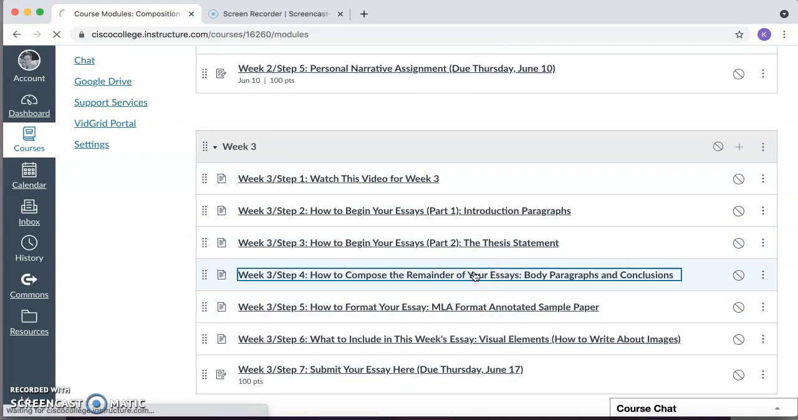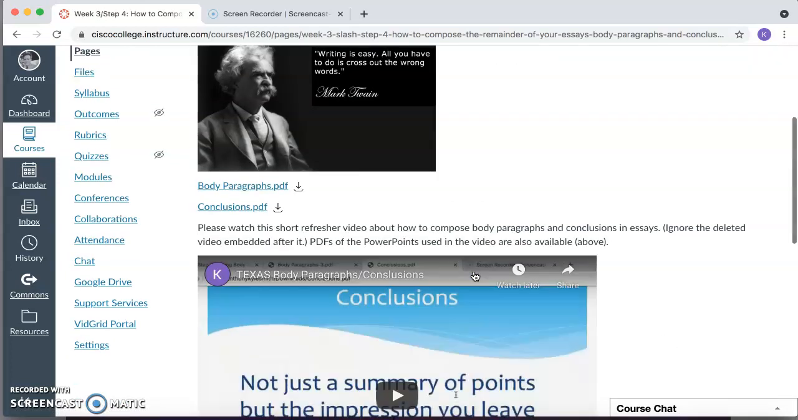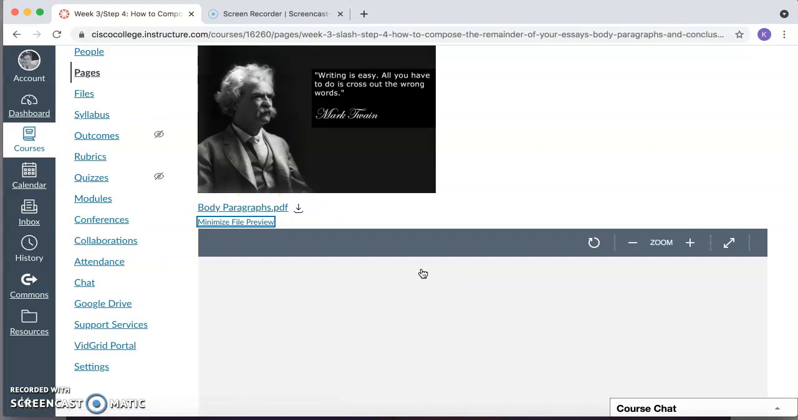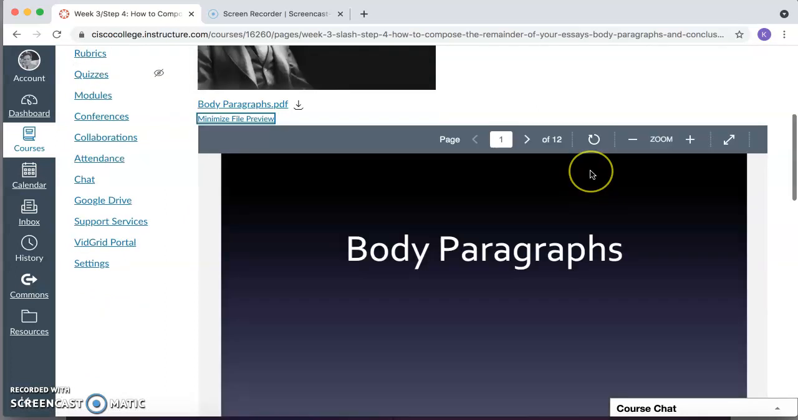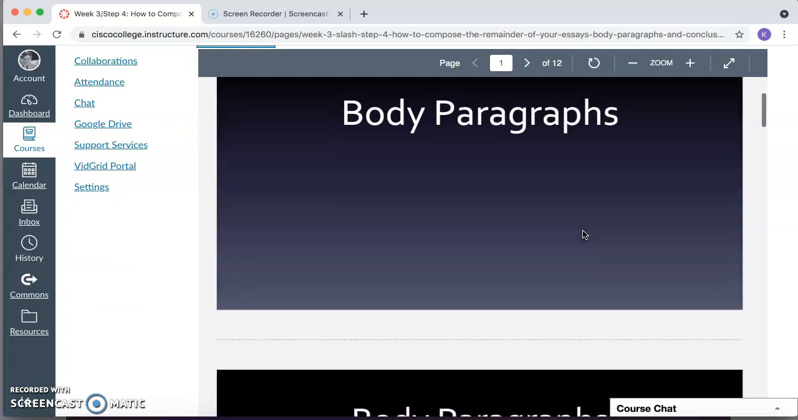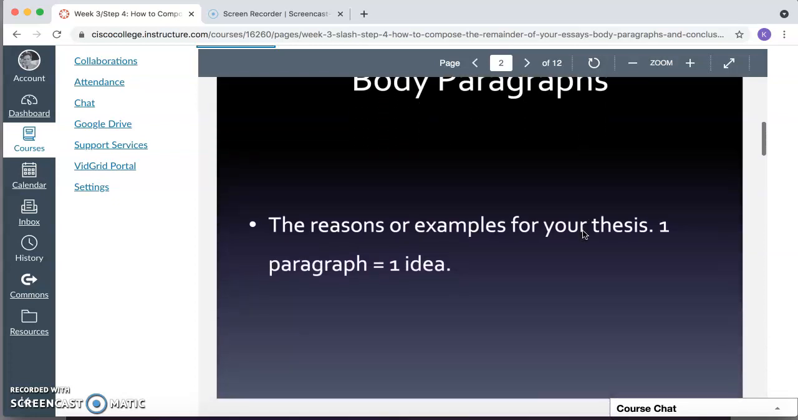Now let's take a look at body paragraphs and conclusions. The main bulk of your essay arrives in the body paragraphs. This is where you get into the nitty-gritty detail of what your essay is about. Well, how do you approach body paragraphs? And remember, one paragraph is one idea.